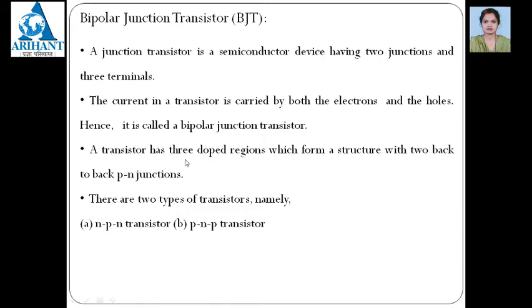A transistor has three doped regions which form a structure with two back to back p-n junctions. This transistor contains two p and n junctions connected back to back. So depending on that, there are two types of transistor called the NPN transistor and PNP transistor. In case of NPN transistor, P is doped in between two N type semiconductors, and in PNP, N is doped in between two P type semiconductors.